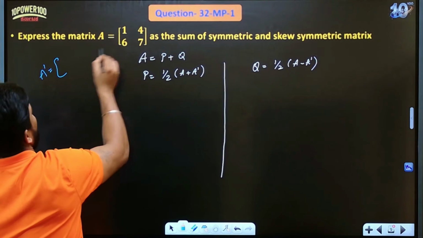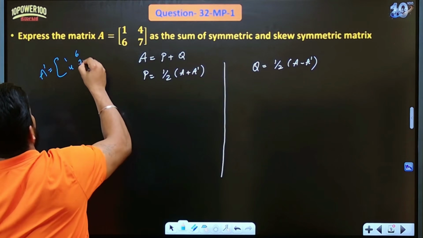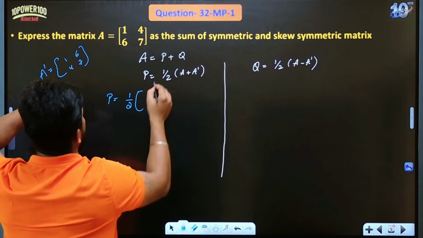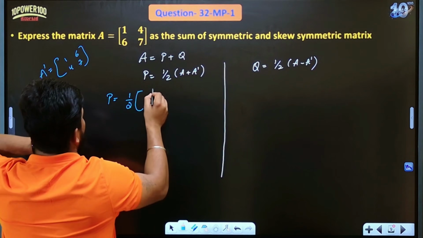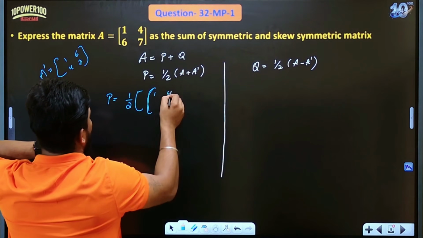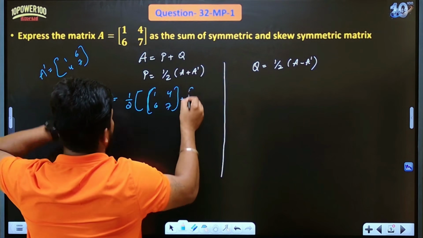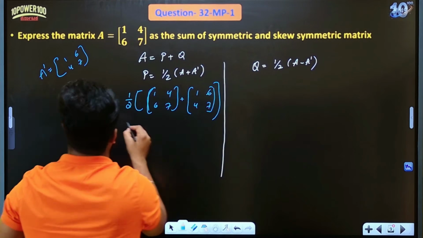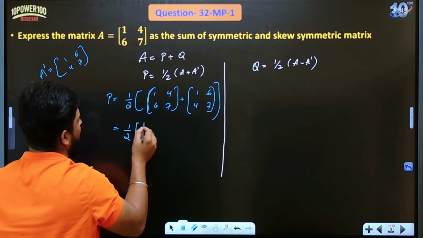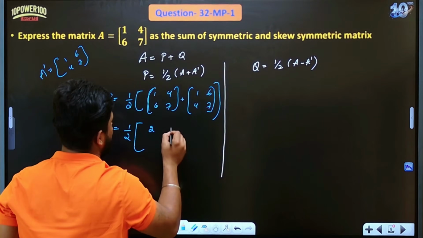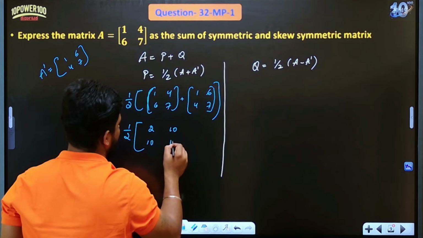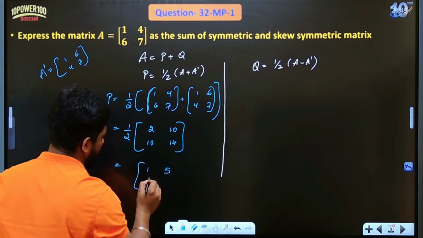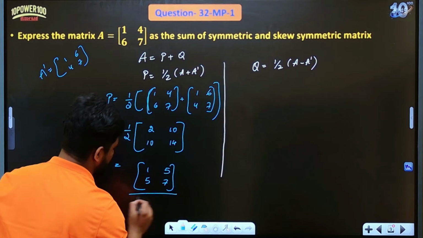So what is A dash? A dash is equal to 1 6 4 7. Now P is equal to half of A, which is 1 4 6 7, plus this one, 1 6 4 7. Now 1 plus 1 is 2, 4 plus 6 is 10, 6 plus 4 is 10, and 7 plus 7 is 14. If you divide everything by 2, you get 1 5 5 7. So this is the P matrix.